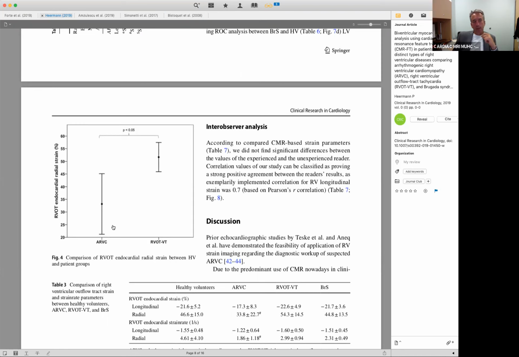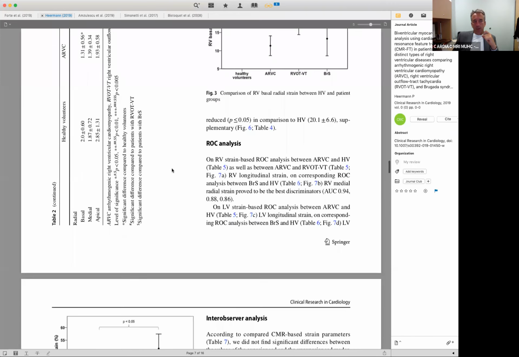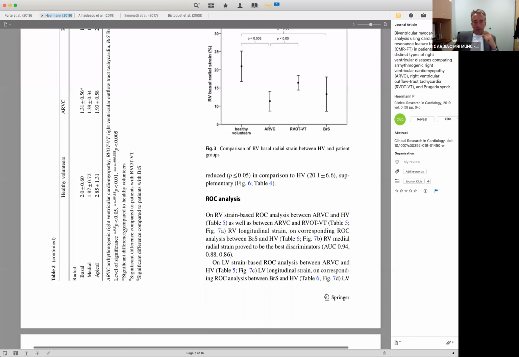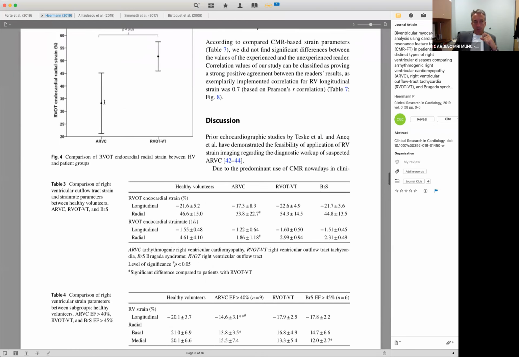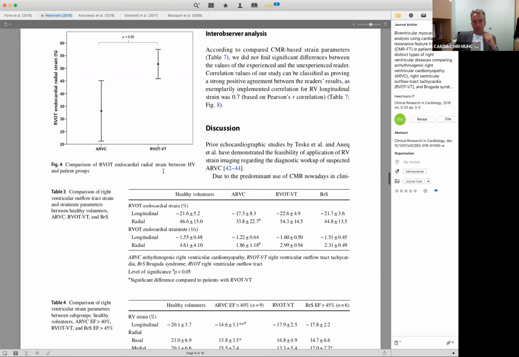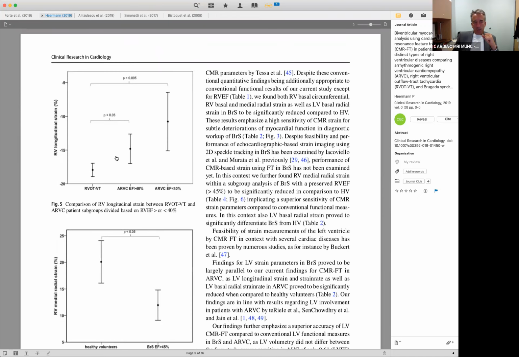And here is the endocardial radial strain between ARVC and RVOT that was different. This is more the basal one, so the endocardial was about mid layer. Here you see a difference, but you see also that there's a huge variability of the results. So moving on to the longitudinal strain and the ejection fraction, it's clear that those with reduced ejection fraction and ARVC also have more abnormally low longitudinal strain.